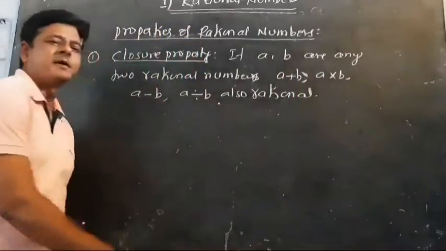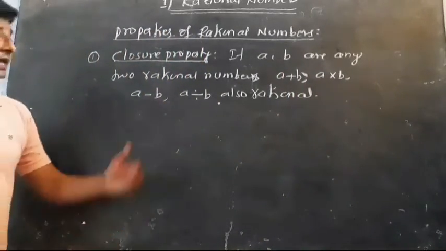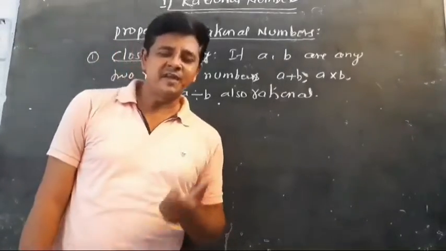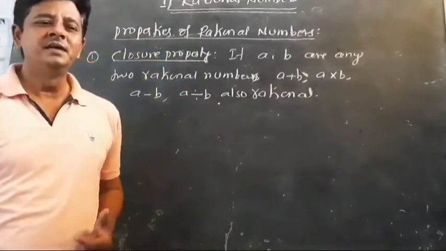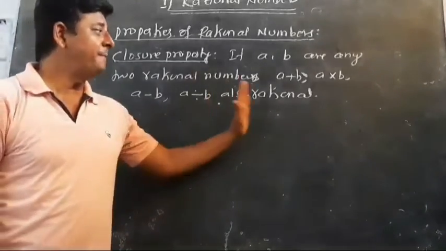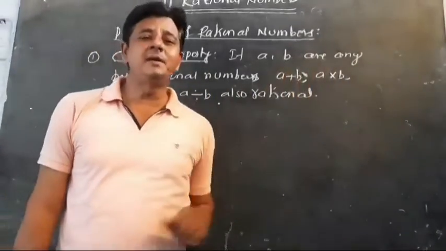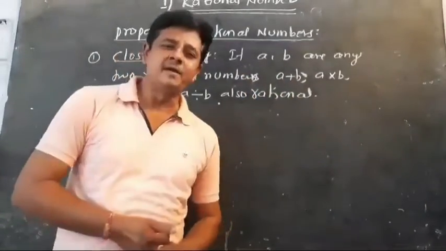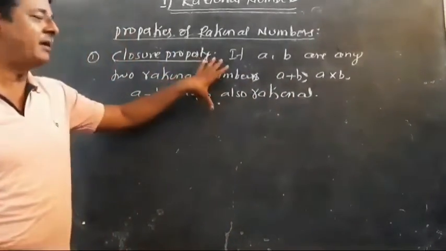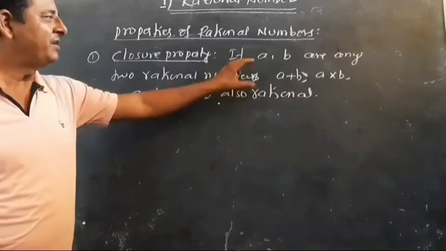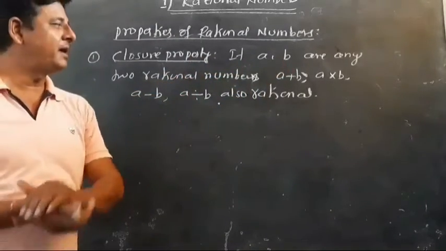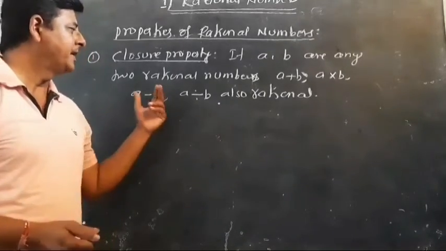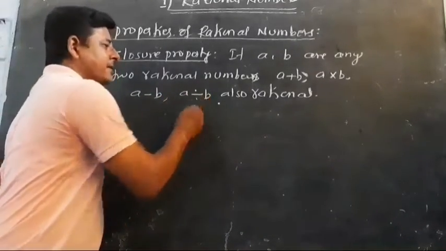That is closure property. Suppose first we are discussing natural numbers. In the natural numbers, a plus b and a into b are only natural numbers. In the place of a and b, any two examples we can take. The first property is: if a, b are any two rational numbers, a plus b or a minus b, a into b, a divided by b is also a rational number.